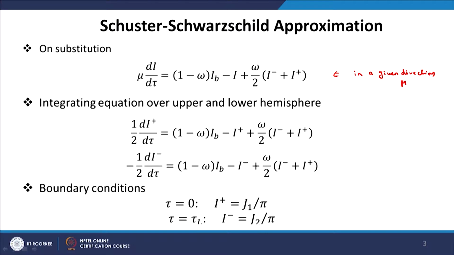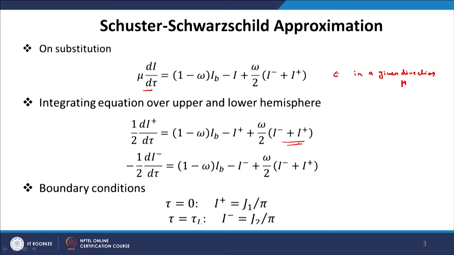When we do that, for I plus we get half dI plus upon d tau is equal to (1 minus omega) I_b minus I plus plus omega by 2 (I minus plus I plus). The other terms are constant, so integration on those quantities does not affect them. Similarly, on the lower hemisphere we get minus 1 by 2 dI minus upon d tau is equal to (1 minus omega) I_b minus I minus plus omega by 2 (I minus plus I plus).